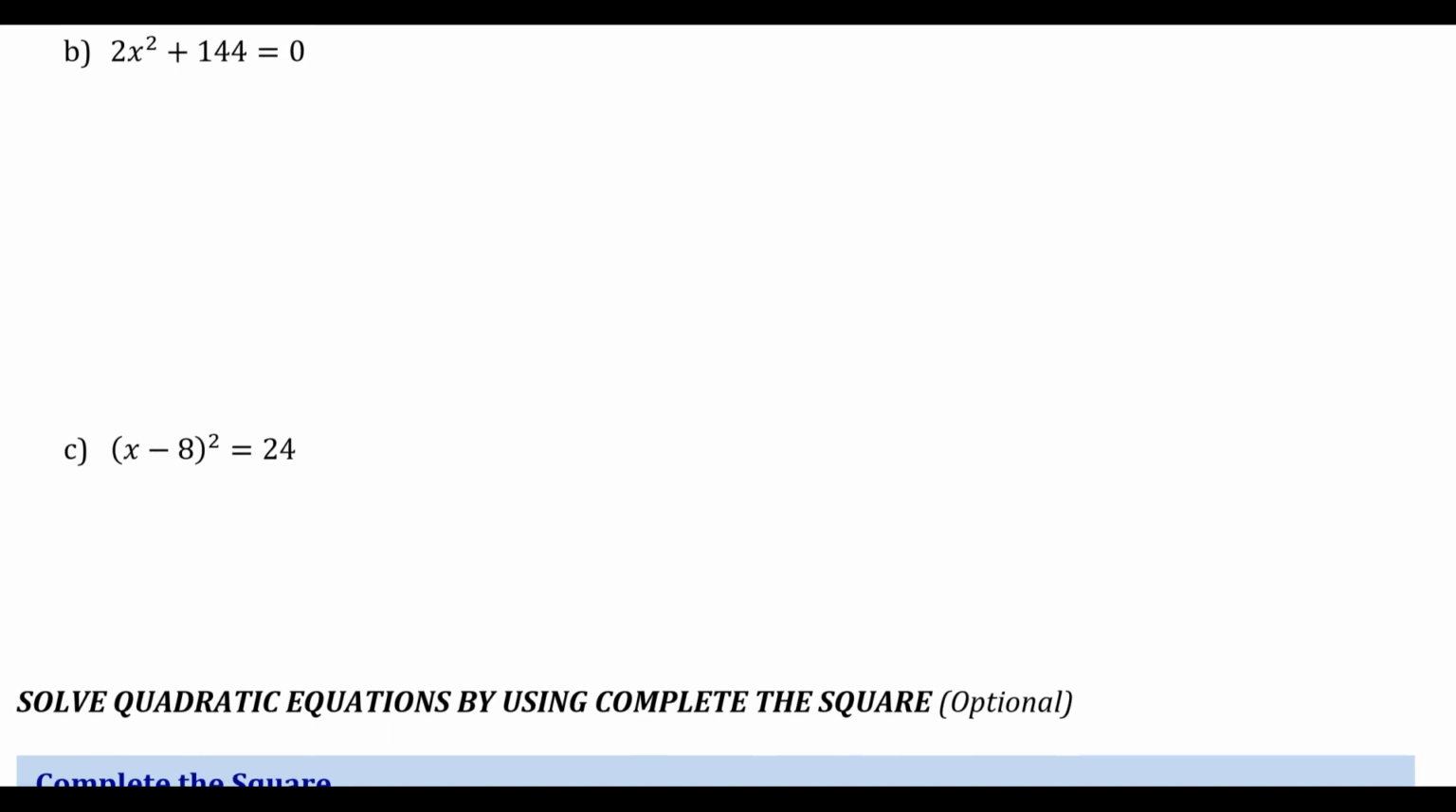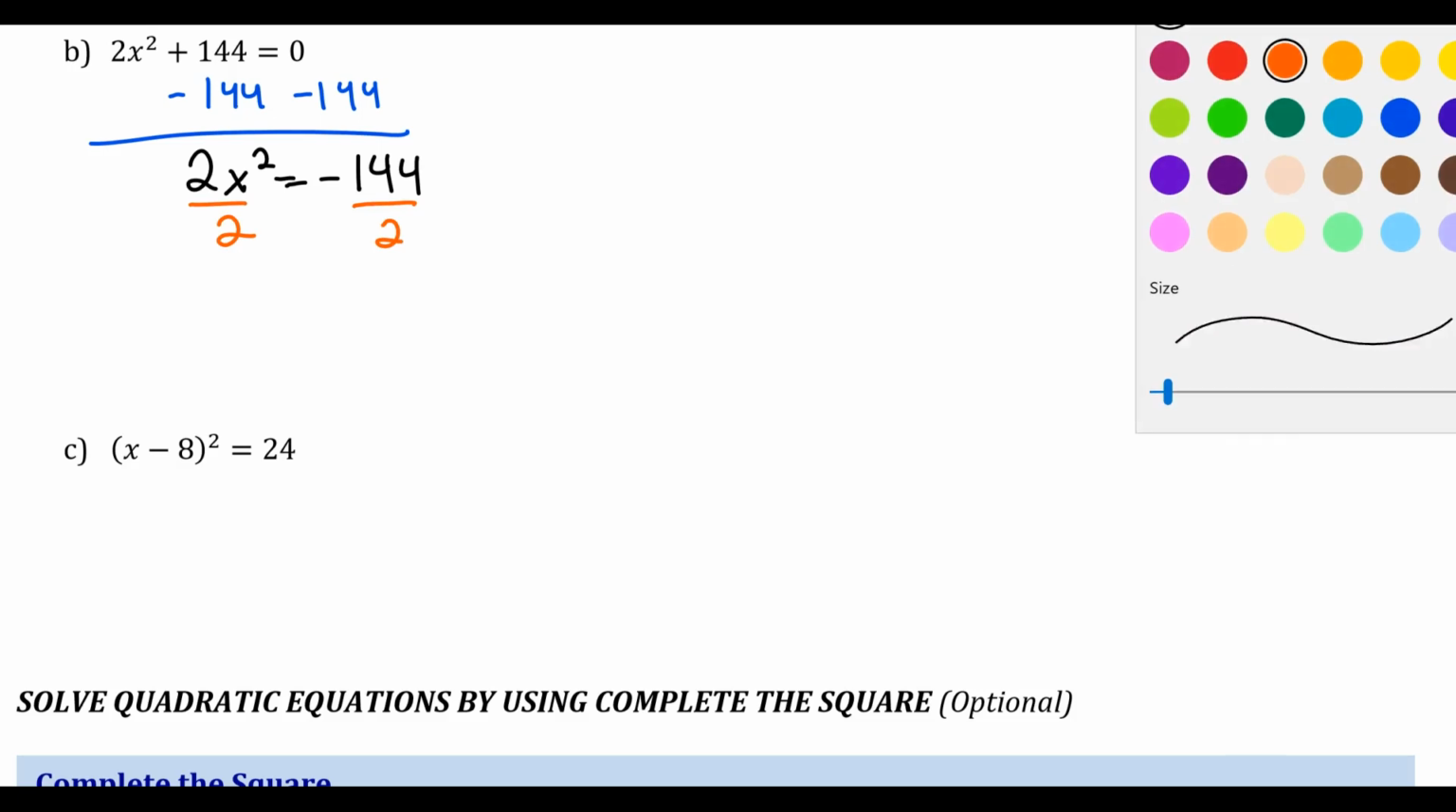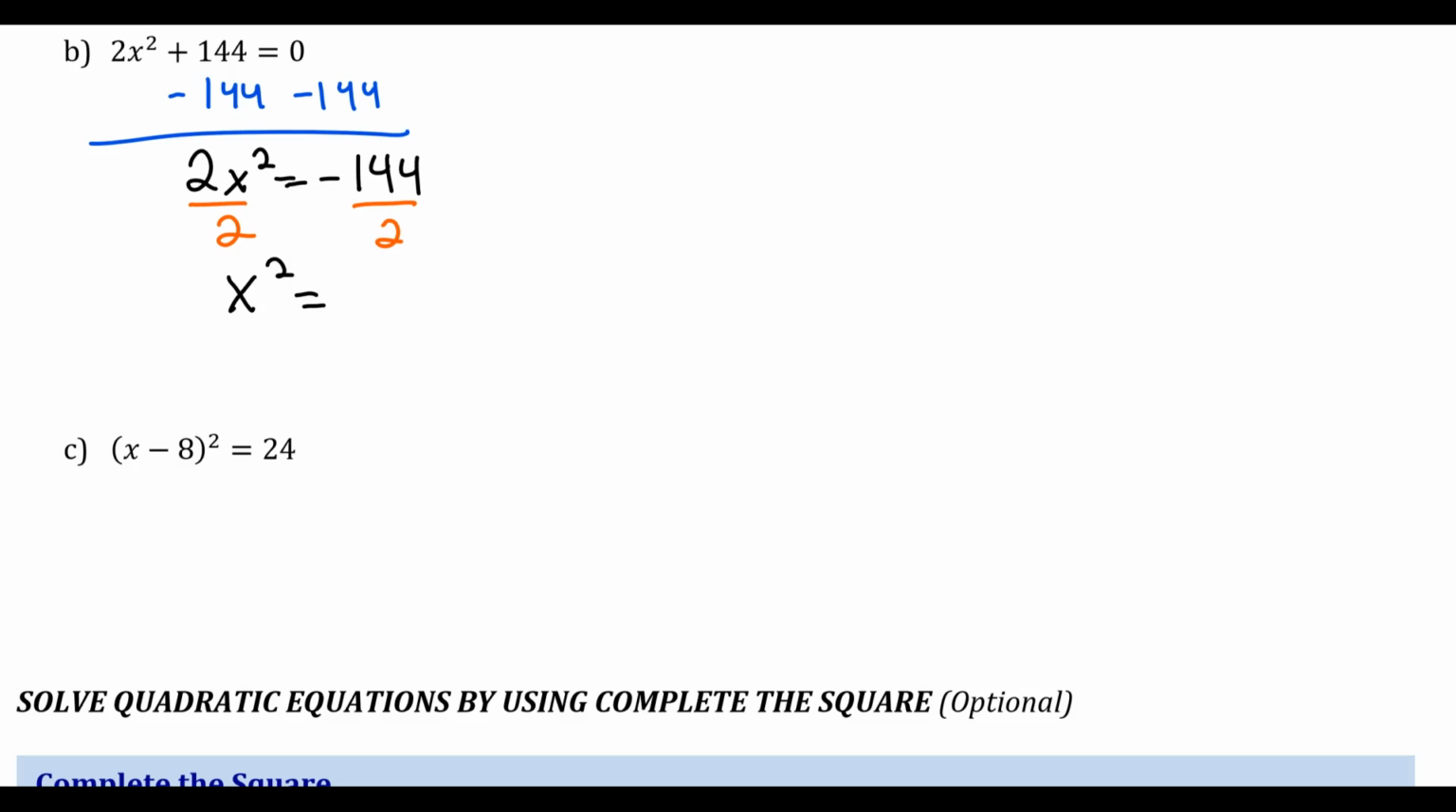So let's look at another example. 2x squared plus 144 is equal to 0. When I'm doing this, I have to have the square by itself on one side of the equal sign. So I'm going to subtract 144 from both sides. This way I get 2x squared is equal to -144. Then I'm going to divide both sides by 2, and I will get that x squared is equal to -72. So I have a square equal to a number, so I'm going to take the square root of both sides, remembering to take the positive or negative square root of that -72. So what I have is x is equal to positive or negative square root of -72.